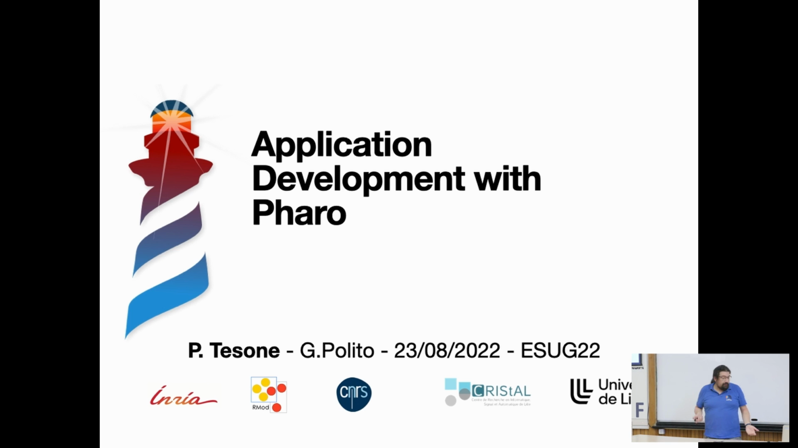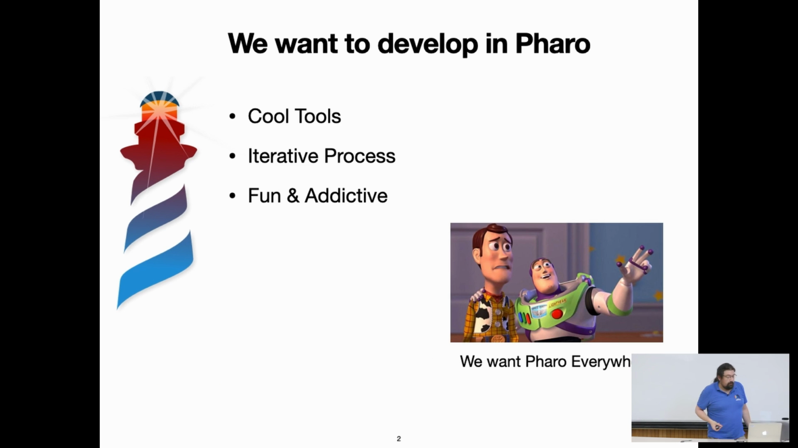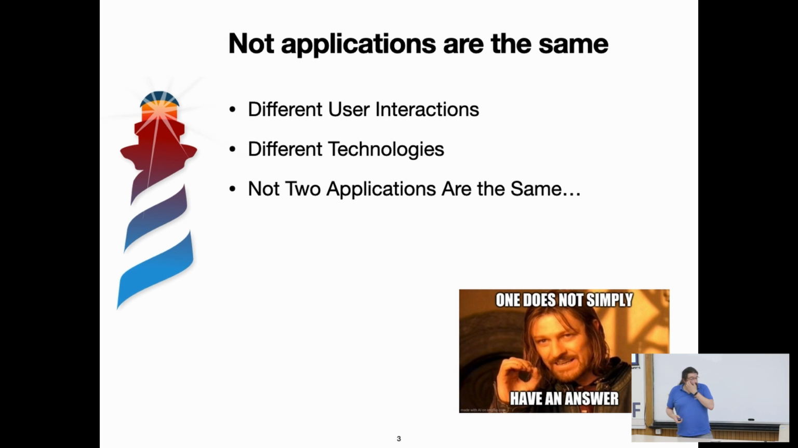Well, the first thing is clearly that we all love to develop in Smalltalk. We all love to have our cool tools. We all love to develop in Pharo. So we want to develop Pharo everywhere. But the thing is that not all the applications that we are doing are the same. We will need to use different technologies and especially different ways of interacting with the users.